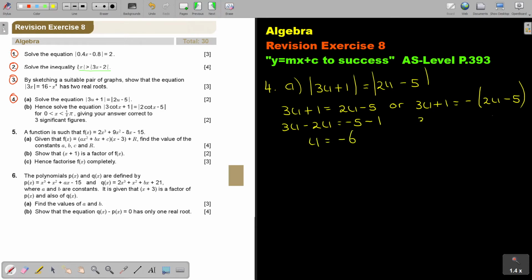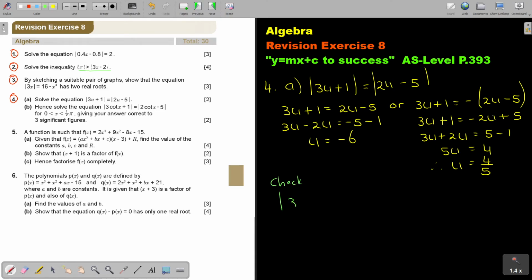Or you can say 3u plus 1 equals negative 2u plus 5. So 3u plus 2u is equal to 5 minus 1. So 5u is equal to 4. So therefore u is equal to 4 over 5. I can test to see that both work. So check. Let's just do the check.